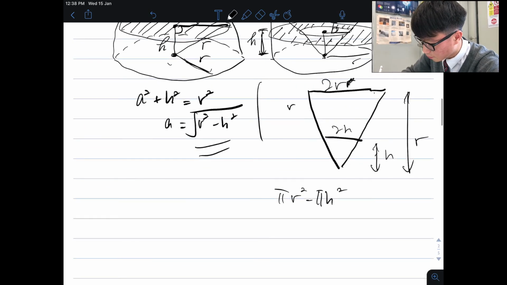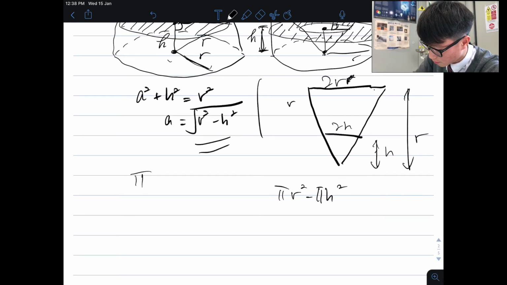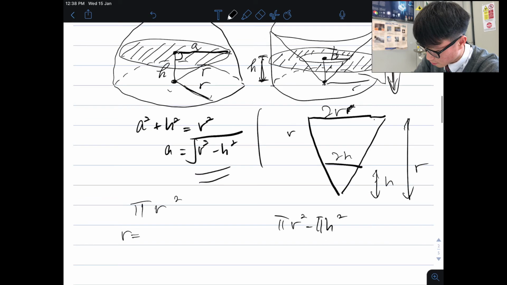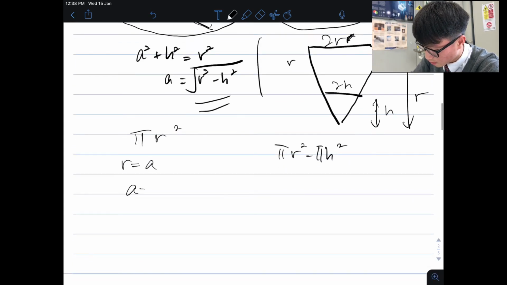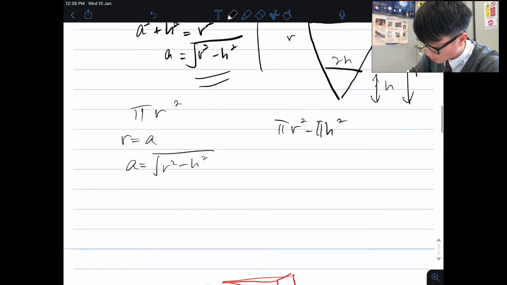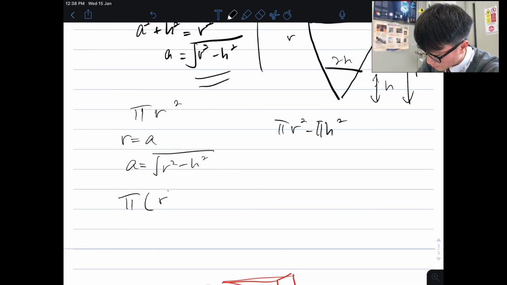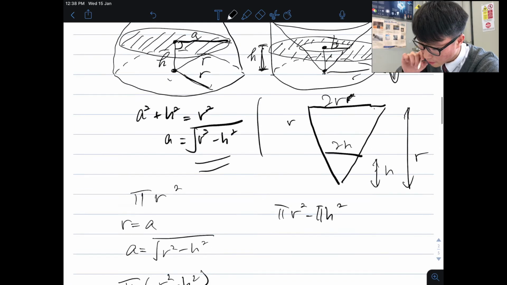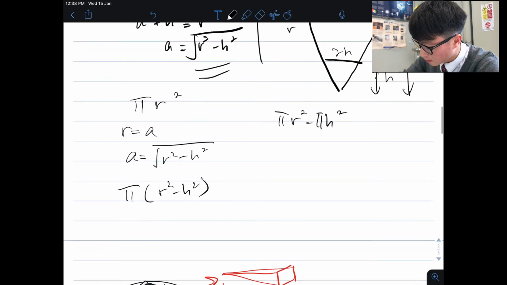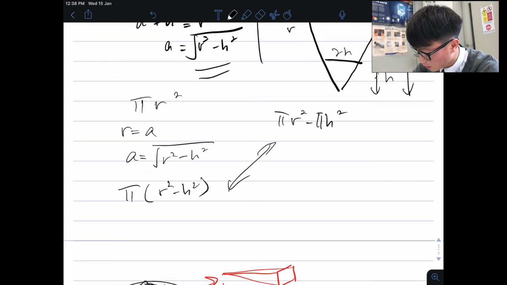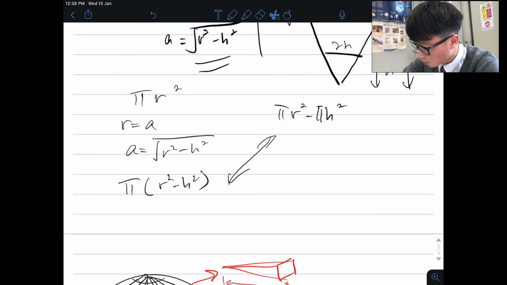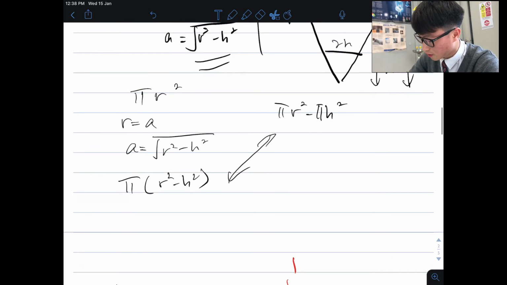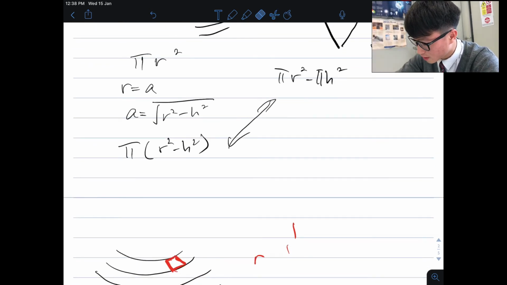Here is the area, also pi r squared, where r is equal to a, and a is equal to this, so pi times this is the equation of the cross section of the hemisphere as shown above. As shown here, it is also equal to the cross section on the right. Moving on to the next step of the proof.